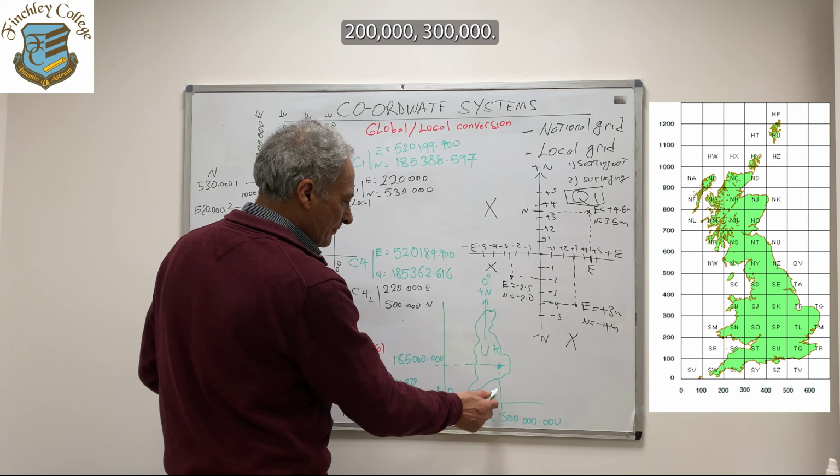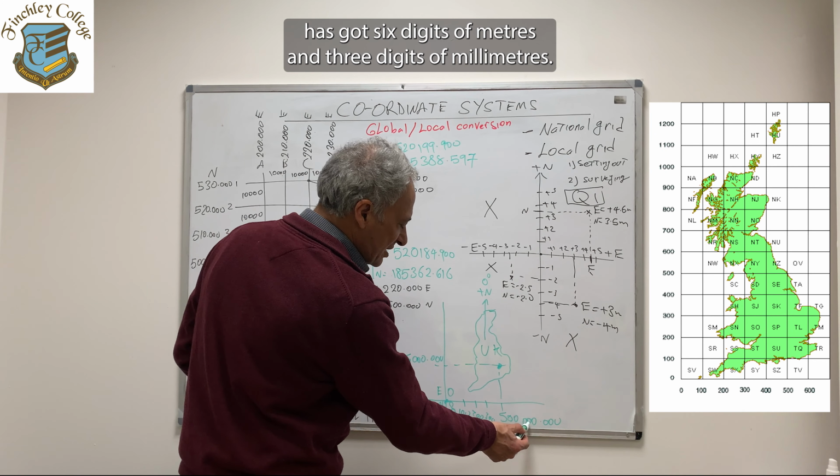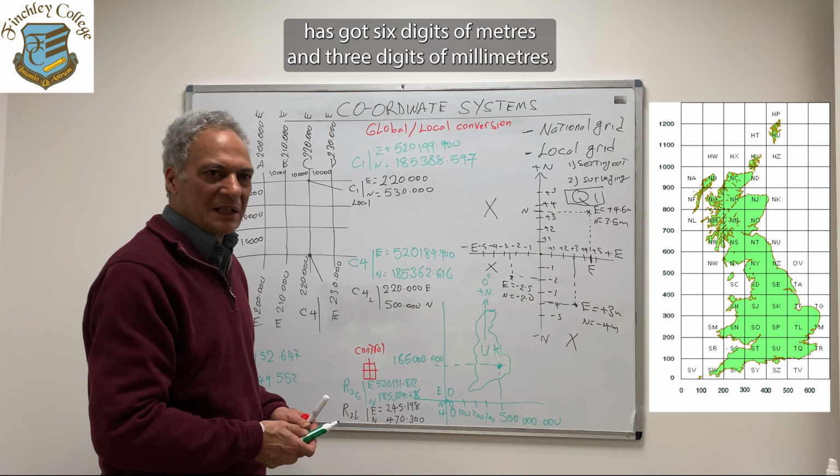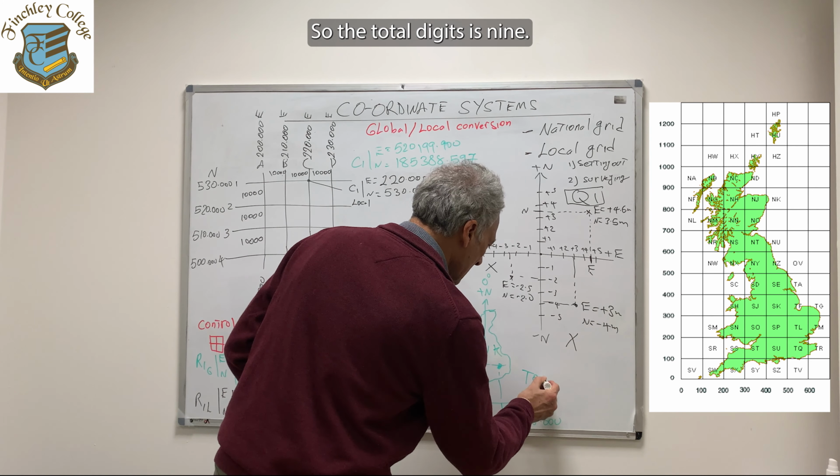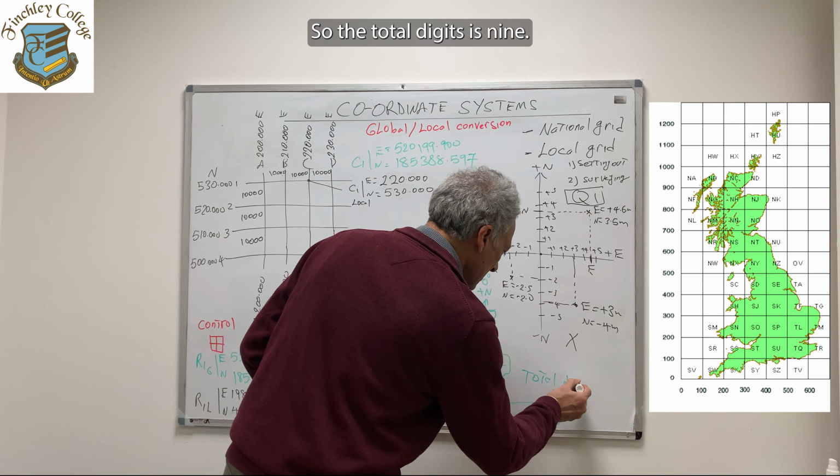If we think of London, London is approximately 500,000 meters from the origin, and the northing is about 185,000 meters from the origin. This means that a national grid coordinate has got 6 digits of meters and 3 digits of millimeters. So the total digits is 9. There are 9 digits, 6 units meters and 3 millimeters.